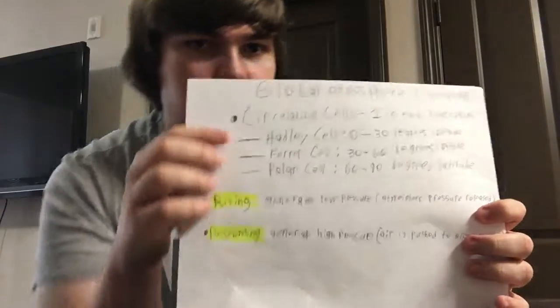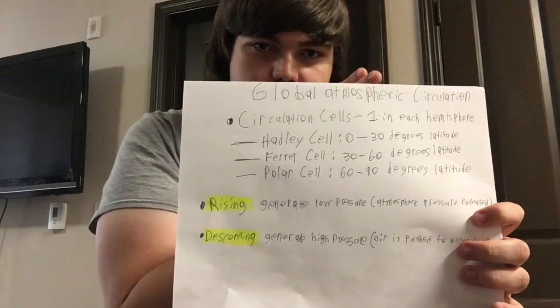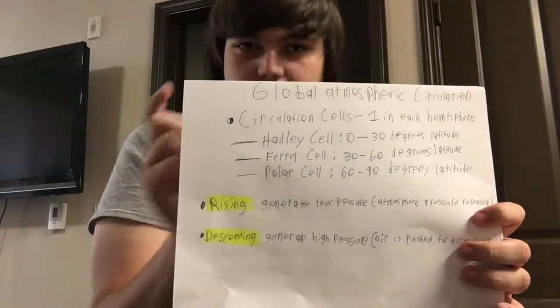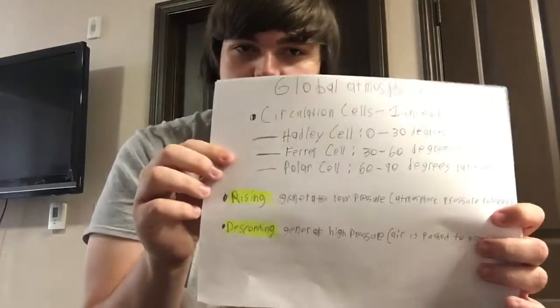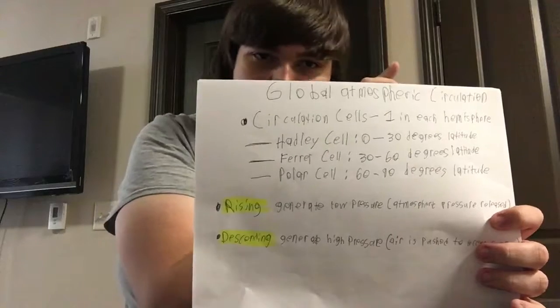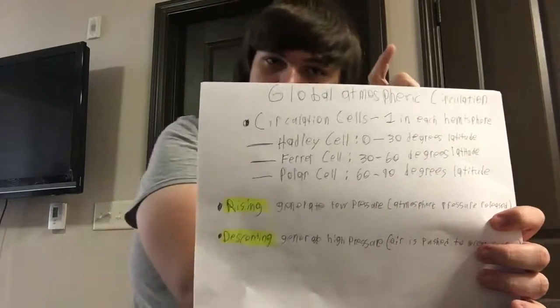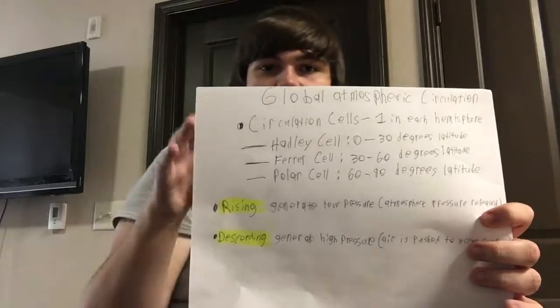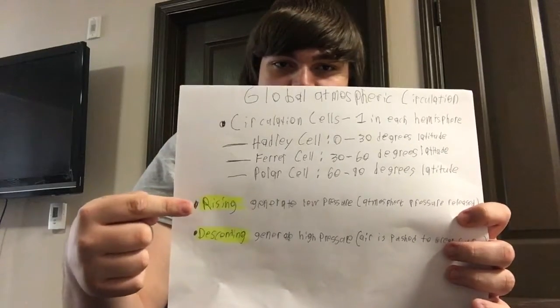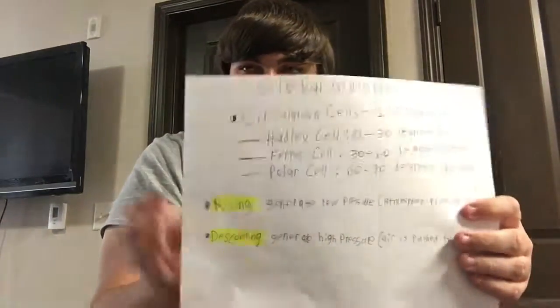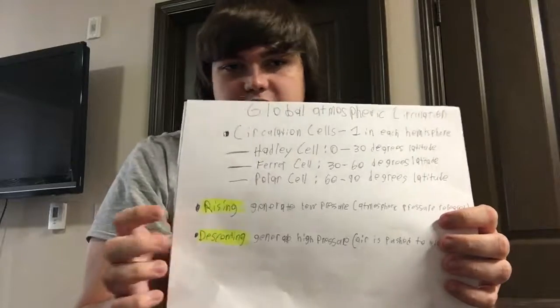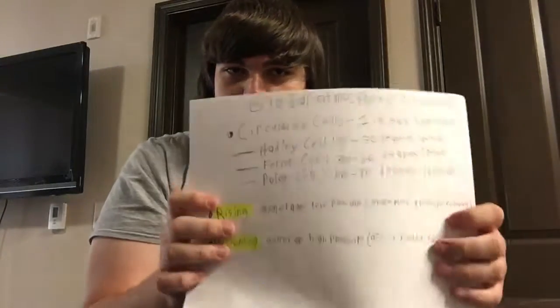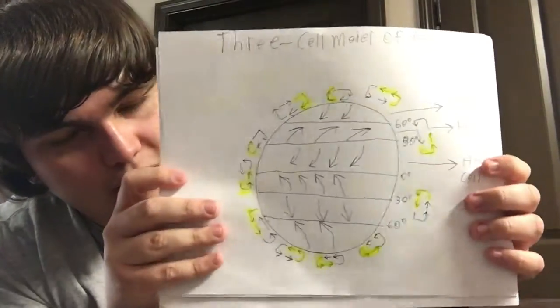Next, we're going to talk about the different circulation cells that exist on the Earth. Here we have the Hadley cell, which moves from 0 degrees to 30 degrees. Then we have the Ferrel cell, which moves from 30 to 60 degrees. And then we have the polar cell, which moves from 60 to 90 degrees. Now, the important thing to keep in mind with this is that rising air is just something that releases pressure within the atmosphere, while descending air is air that is pushed to the ocean surface. Important note. Now then, lastly, we're going to cover a picture of the Earth and its atmosphere.